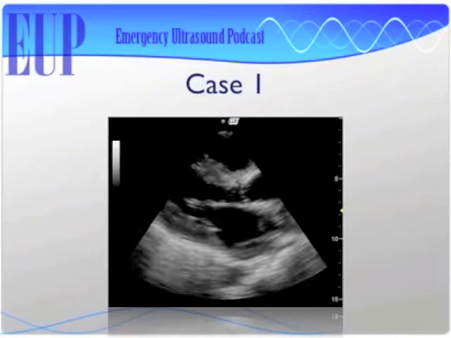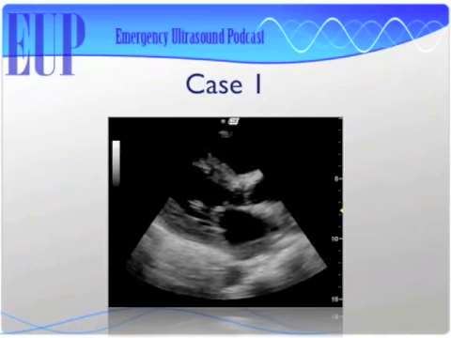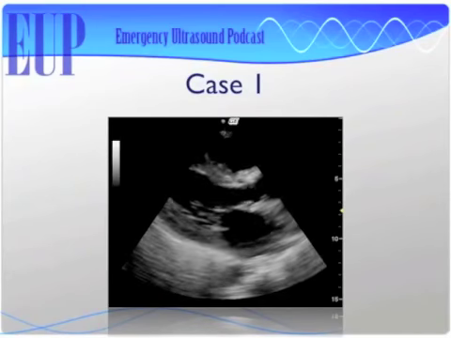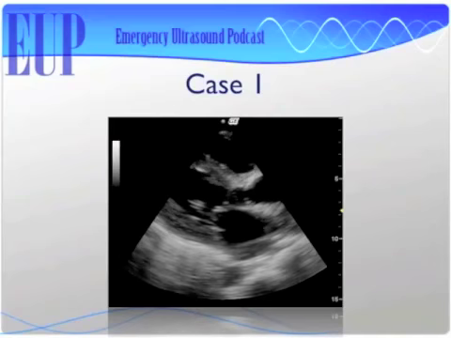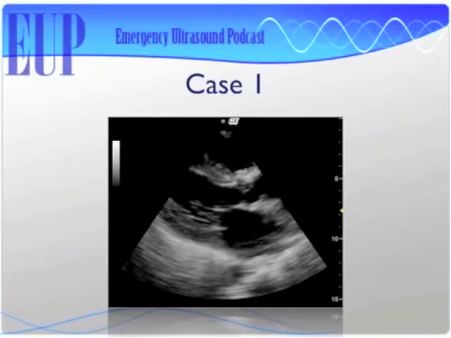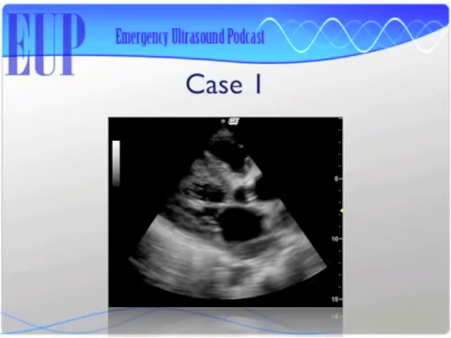All right, Matt, what window are we looking at here? Parasternal long. Nice. The parasternal long window is obtained by putting the probe in the third or fourth intercostal space with the probe marker towards the patient's right shoulder. And what do you see?